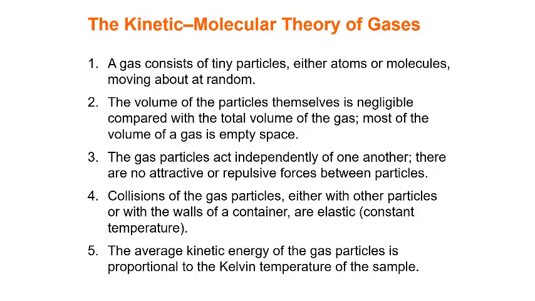And number five, the average kinetic energy of the gas particles is proportional to the Kelvin temperature of the sample. So the kinetic energy is then directly proportional to the velocity of the gas. Okay, so the higher the kinetic energy, the higher the velocity of the gas. So the faster these gas particles move, the higher the kinetic energy; the lower the kinetic energy, the slower the gas particles move. So since the kinetic energy is proportional to the temperature, we can say as the temperature increases, the kinetic energy increases and the velocity of the gas increases. As the temperature decreases, the kinetic energy decreases, and therefore also the velocity of the gas decreases. Okay?